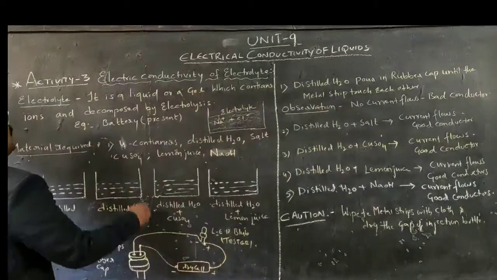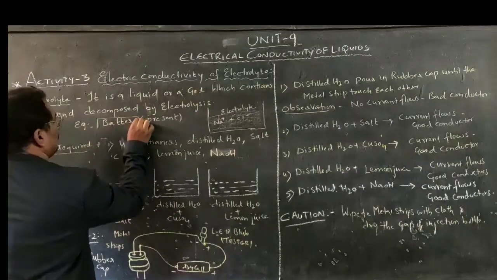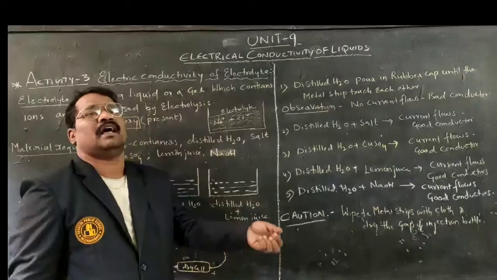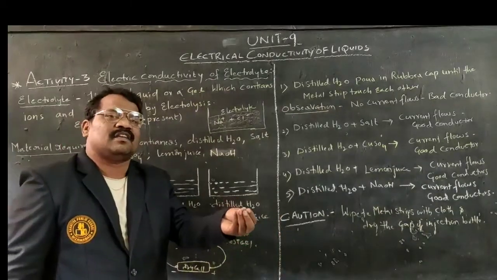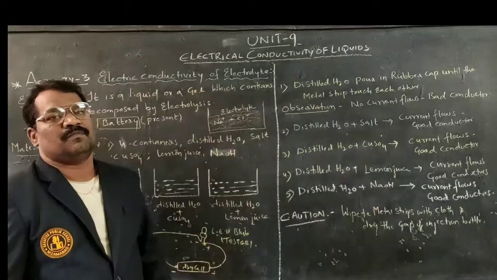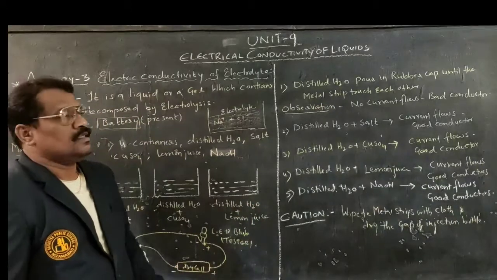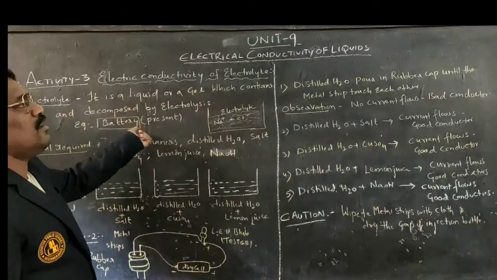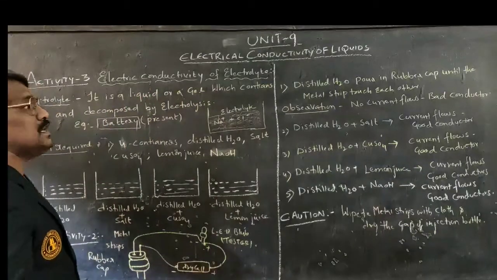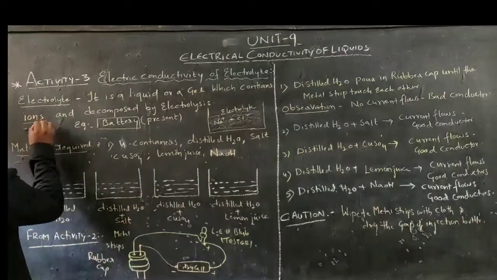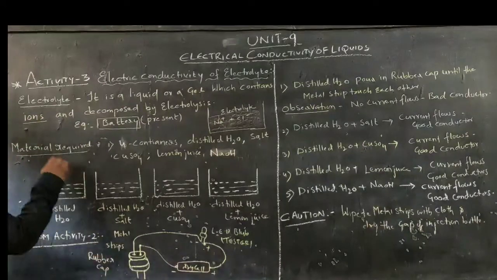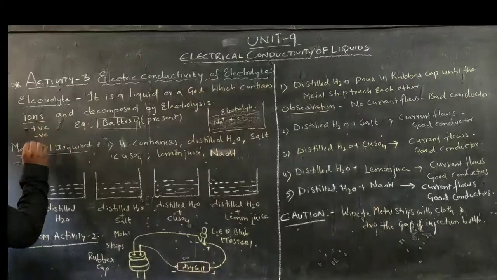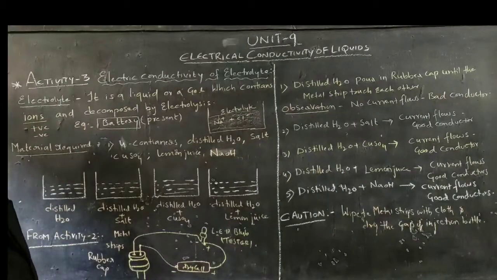An electrolyte is like what you find in a battery. The battery contains a liquid as well as a jelly substance within it. Therefore, an electrolyte is a liquid or jelly substance which contains ions. What type of ions will be there? Positive ions as well as negative ions will be existing.